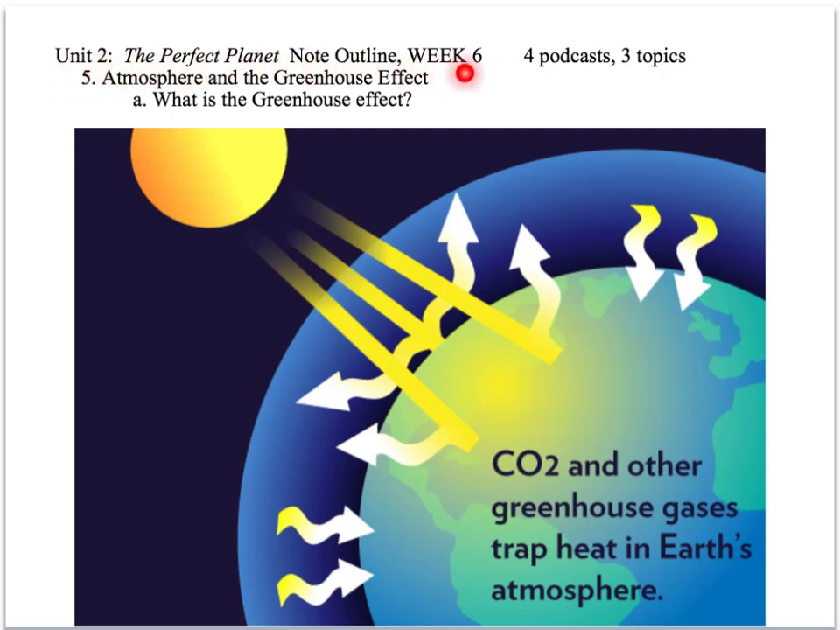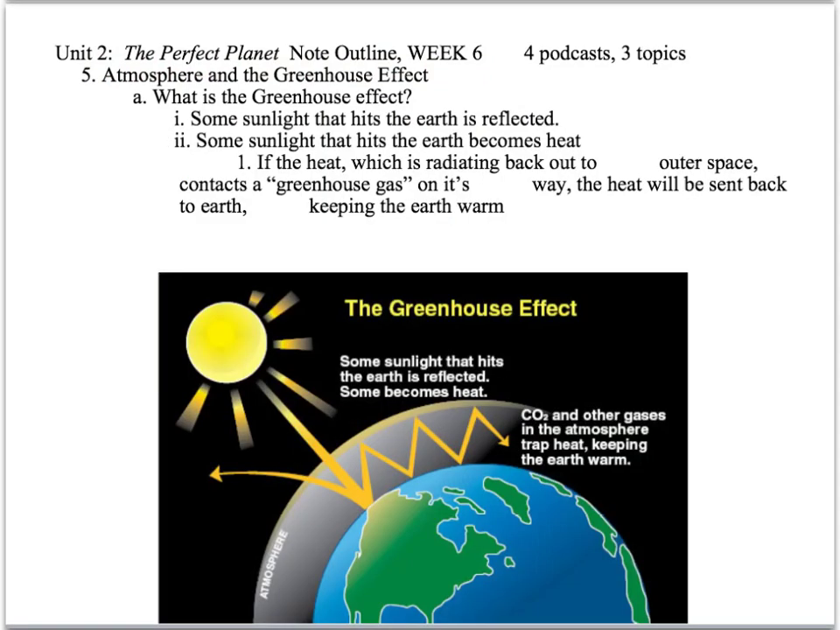Let's talk about the atmosphere and the greenhouse effect. Some sunlight that hits the Earth is reflected back to outer space. Some sunlight that hits the Earth becomes heat. Without an atmosphere or greenhouse gases, that heat goes right back out to outer space as well.